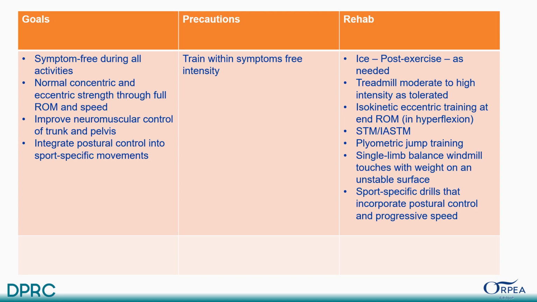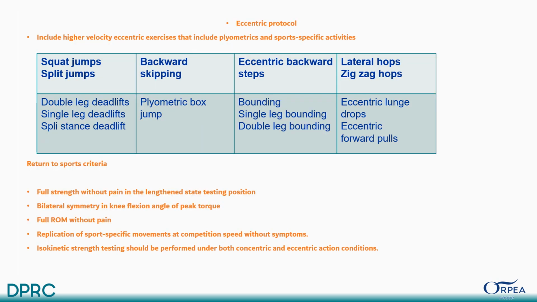Your rehab is icing again, treadmill at moderate to high intensity, isokinetic exercises in the end range of motion, soft tissue mobilization, plyometric jump training, single leg balance with windmill touches, and sport-specific drills for postural control. The eccentric protocol includes squat jump, split jump, double and single leg deadlift, backward skipping, plyometric jump box, bounding single and double leg, bounding eccentric backwards, eccentric loops, zigzag lateral hops, etc.